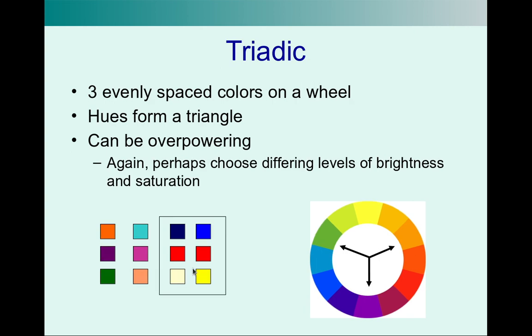Next is triadic. Here three evenly spaced colors on the color wheel are used. For example, as can be seen here, these 1, 2 and 3 are said to be evenly spaced because the distance between them is equal. So these selected hues form a triangle as can be seen here. That can be overpowering.